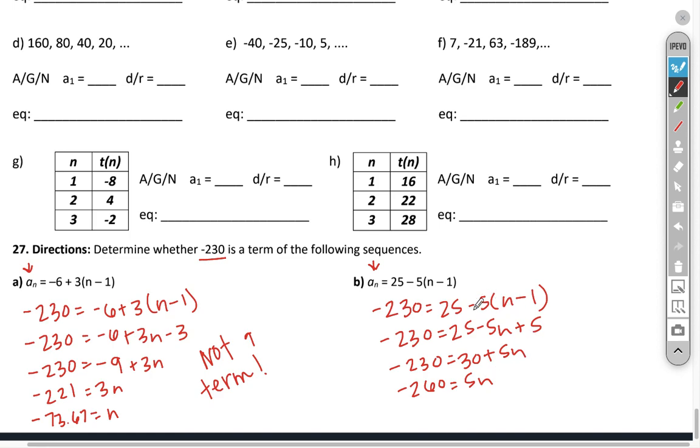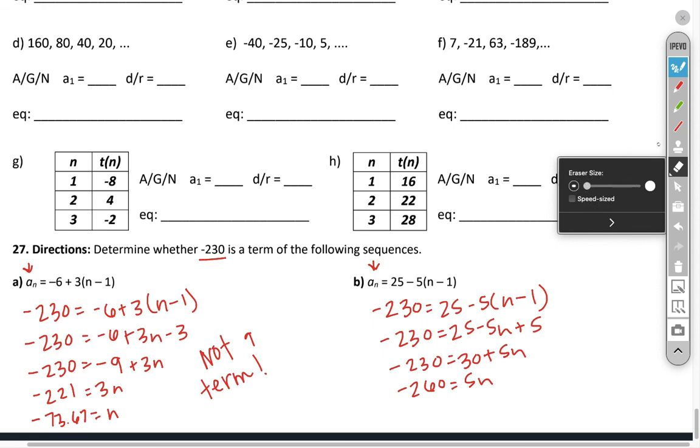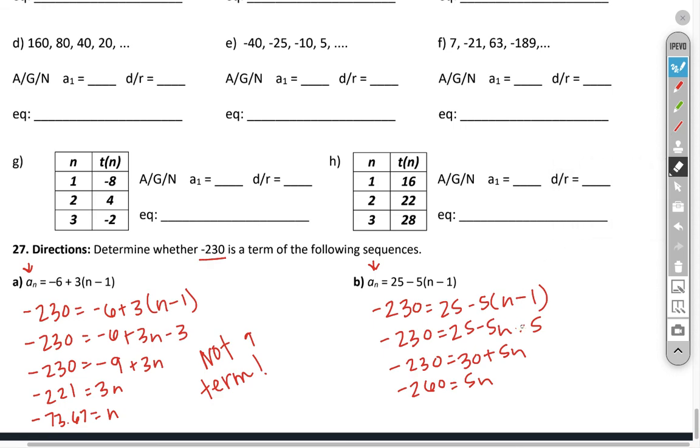Did I mess up something? Oh, look at that. Even I make mistakes. Negative 5 times negative 1 should give us positive 5. Wait, no, I did that right. I just didn't write this part down right. So this is a positive, but obviously when I transferred this down, I didn't write the negative sign.